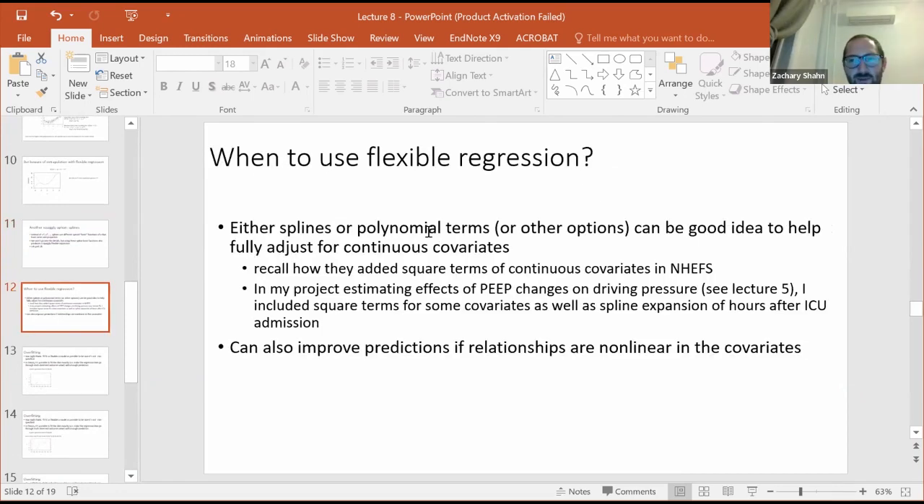I showed you the example that I worked on where I was looking at the effects of this ventilator setting called PEEP on a measure of how hard the patient is working to breathe called driving pressure. And I actually used both. I used square terms for some covariates, and then I also used spline expansion of hours after ICU admission. It can also improve predictions if relationships are nonlinear. So you'll just get better predictions if you're more flexible.